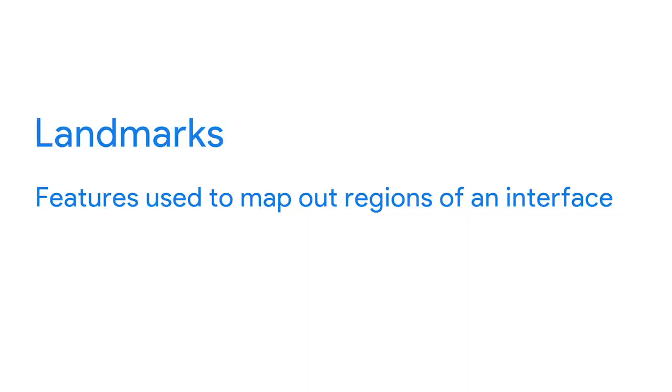Landmarks are features used to map out regions of an interface. Headings, which we just discussed, serve a similar purpose to landmarks. Landmarks are used by assistive technology, like screen readers, to provide cues for navigation, allowing users to efficiently move from one section to another.